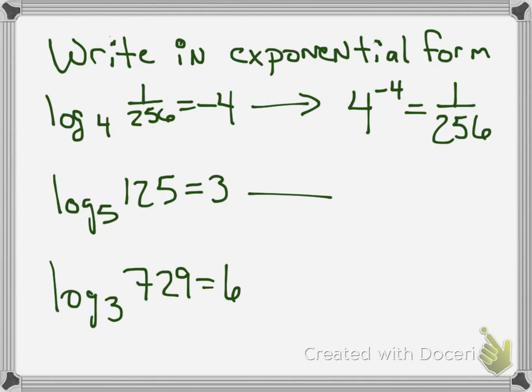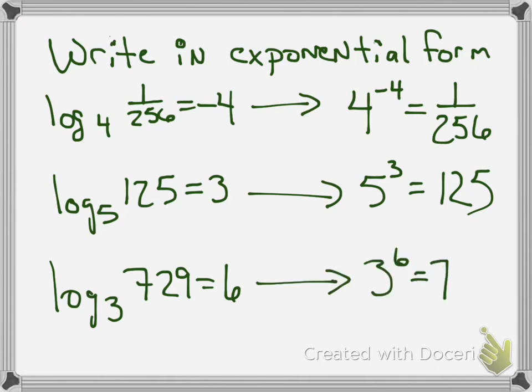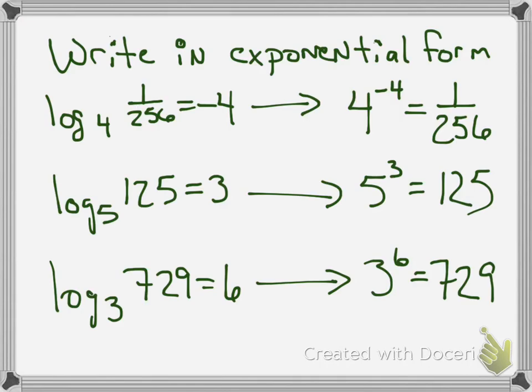Log base 5 of 125 equals 3 means 5 to the 3rd power equals 125. So you see how those kind of interchange? This should be something that should be fairly easy on a quiz or a test. I would hope that y'all really catch this, because this is one of those things I think is so easy to do, and yet somehow, some way, people find a way to not understand this.